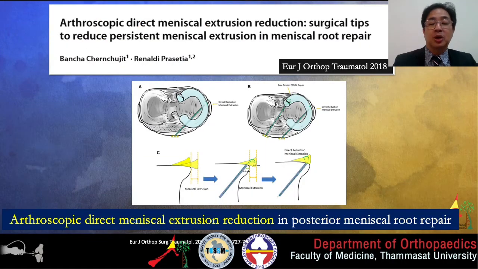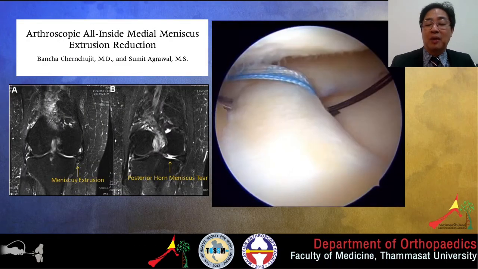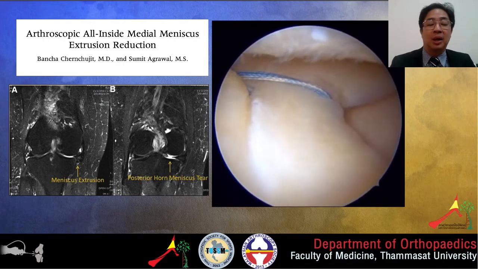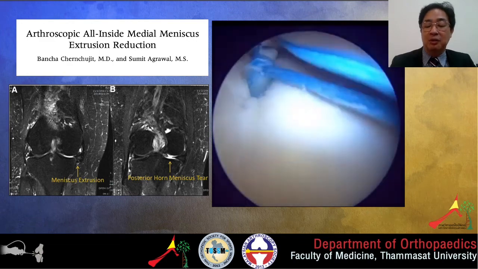I propose the surgical technique for arthroscopic direct meniscus extrusion reduction. I use the mid-medial portal to place a soft anchor at the edge of the tibia, then reduce the meniscus to the anchor in horizontal mattress fashion.